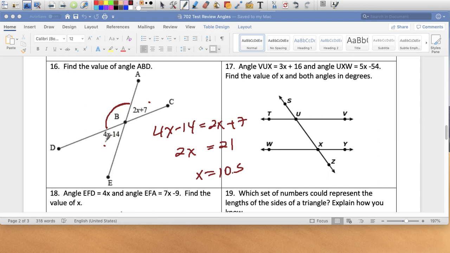So if x is 10.5, let me go back over here. I'm going to do 4 times 10.5 and then minus 14. 4 times 10.5 is 42. 42 minus 14 is 28. If this is 28, this is 28 degrees, which also makes this 28. This one is going to be its supplement, right? So 180 minus 28 equals 152.